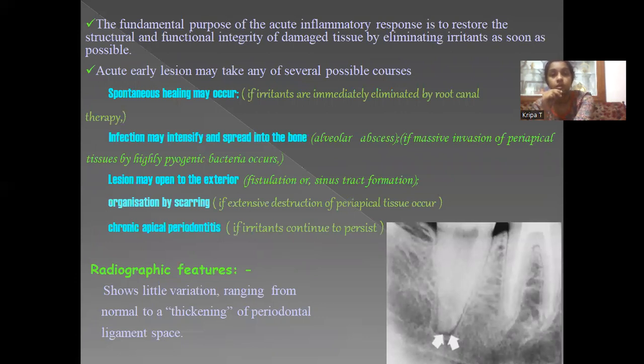So an acute early lesion may take any of the courses. Either it can heal spontaneously with a proper initial pulpectomy, or it may intensify and spread towards the bone if the destruction continues. It can open up to the exterior also, and that can get scarred, or it can turn chronic.